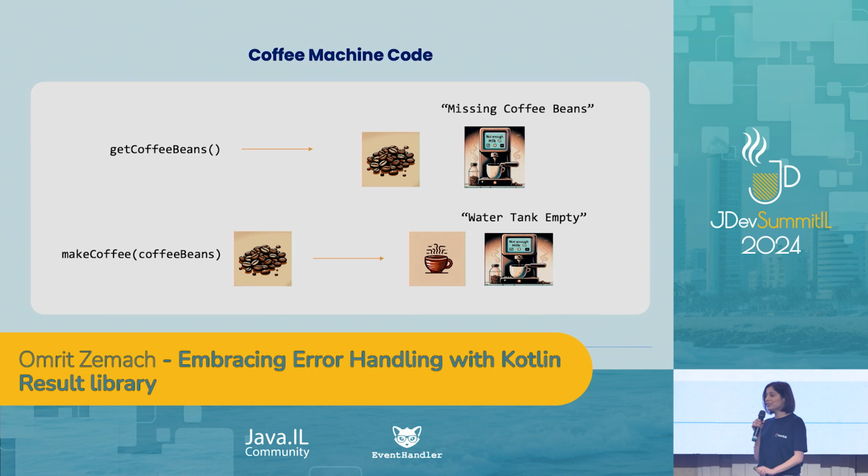So let's return to the coffee machine example, and let's imagine it as a really small program with two functions. The first, get coffee beans, returns the coffee beans as a success value, or can throw an exception telling us that there are missing coffee beans. The second function, make coffee, takes the coffee beans success value and returns our desirable coffee or an error telling us that the water tank is empty.